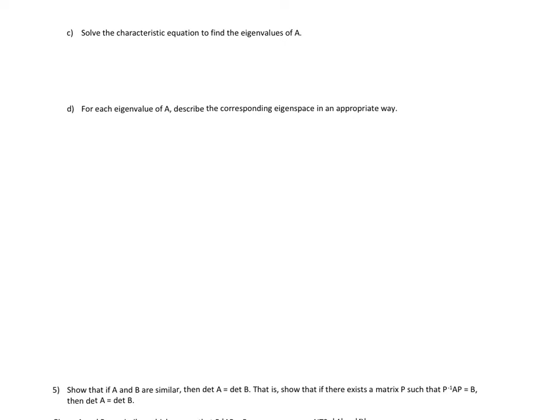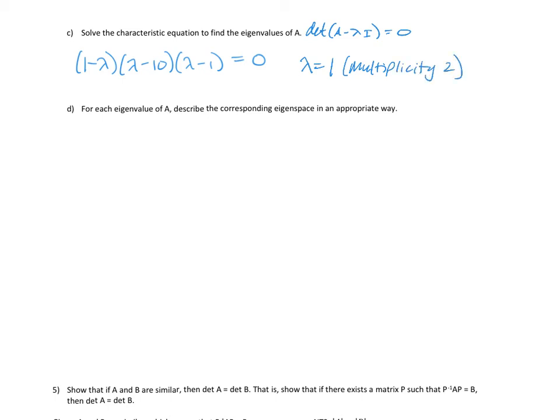Solve the characteristic equation, which is the determinant of A minus lambda I equals 0. And I just finished calculating the determinant of A minus lambda I on the previous page. It was 1 minus lambda, lambda minus 10, lambda minus 1 equals 0. So my eigenvalues are lambda equals 1, and that's going to appear twice. So I'm going to write multiplicity 2, and lambda equals 10.